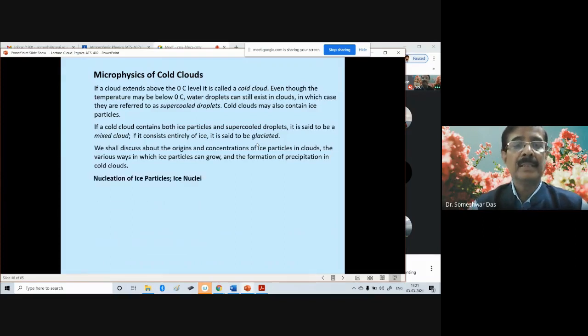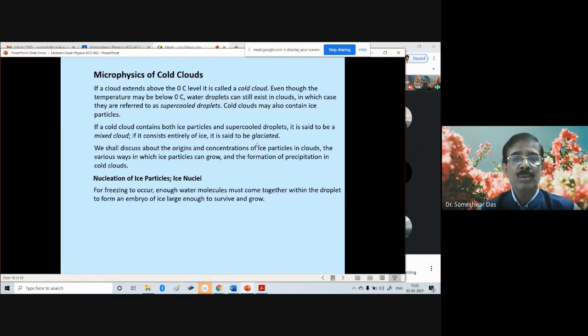All right. So now let's talk about the nucleation of ice particles on the ice nuclei. Just like the condensation nuclei which we had discussed earlier, we are going to discuss now the ice nuclei. For freezing to occur, enough water molecules must come together within the droplet to form an embryo of ice large enough to survive and grow, just like the embryos of the water droplets in the warm clouds which form by the condensation from the water vapor. Similarly, in the cold clouds, enough water molecules must come together within the droplet to form an embryo of ice large enough to survive and grow.